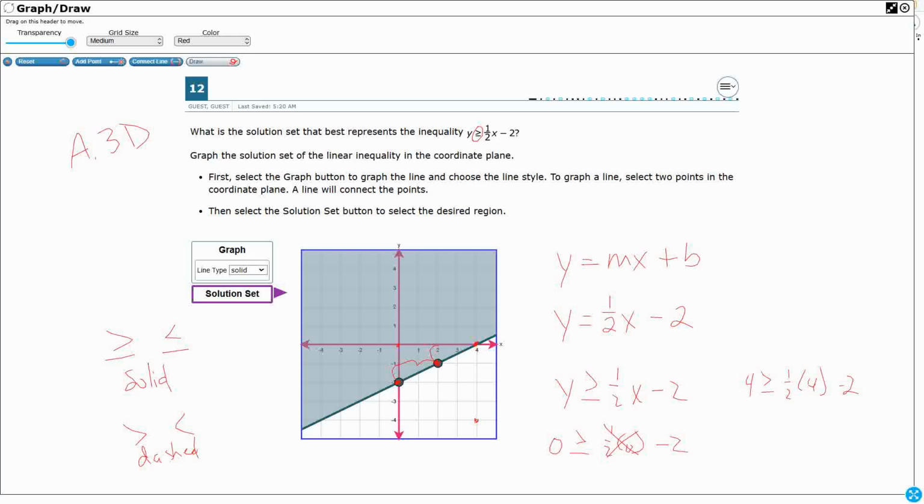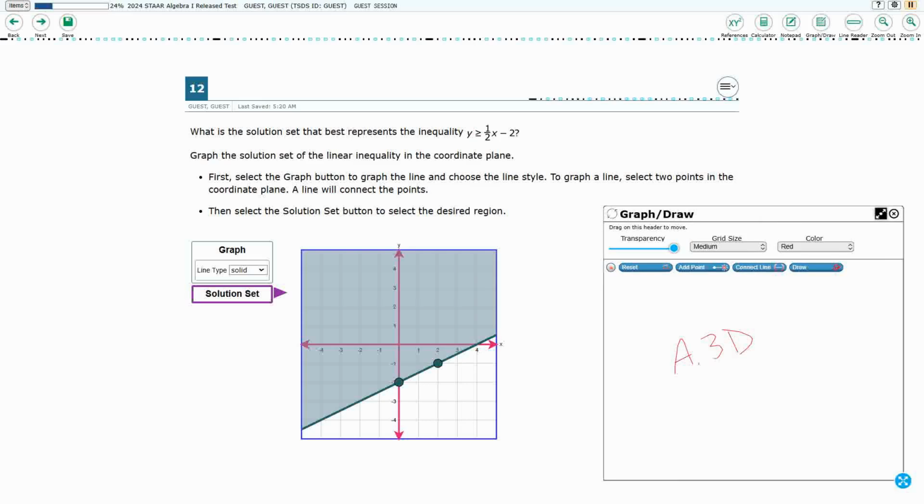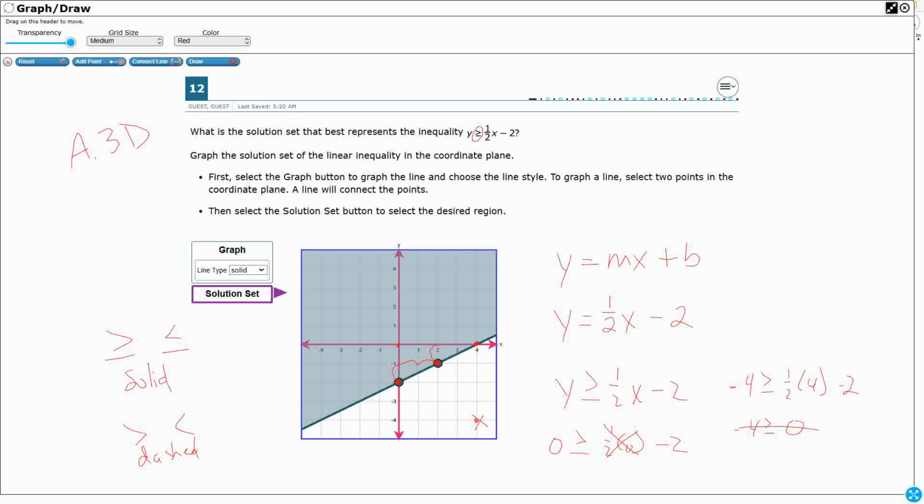Oh, that's a -4, excuse me. So let's say a -4. So we would say -4 is greater than or equal to 1/2 of 4 is 2. 2 minus 2 is 0. -4 is not greater than or equal to 0. It is less than. So that is incorrect. So that is our answer there, right? We've got a line going through 0, -2, and then 2, -1. We also could move that second point up to that 4, that 0, 4 if we needed to. That 4, 0.